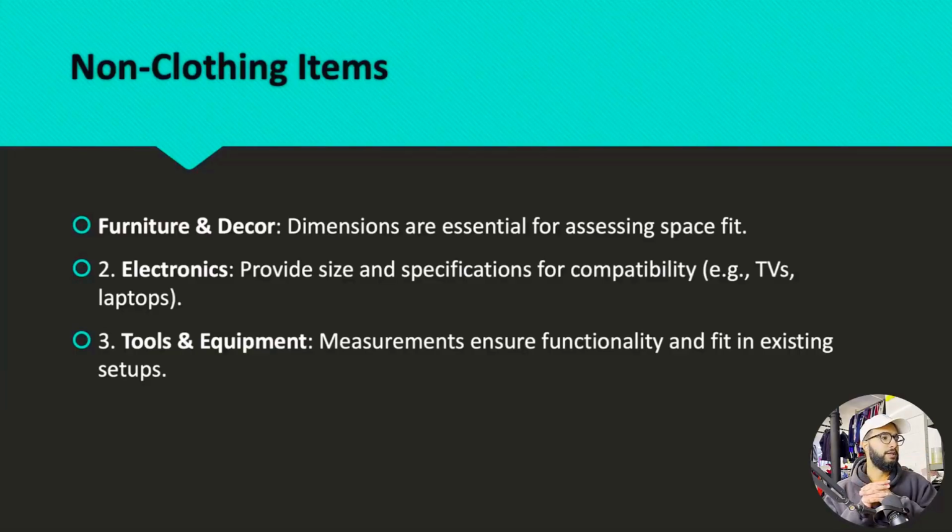Tools and equipment: make sure you include the measurements of tools and different equipment to ensure the functionality and that they fit in existing setups. For example, if you're selling a lawnmower on eBay, that's still reselling technically. There are a lot of people that resell lawnmowers and things like that. Some people only want specific dimensions of what they can fit in their setup. If it doesn't fit in their shed, they're just going to return it, right? So these are other ways that you can apply measurements to non-clothing items.